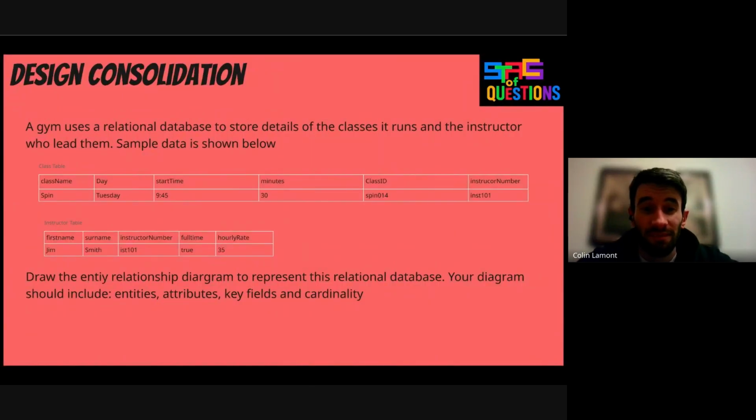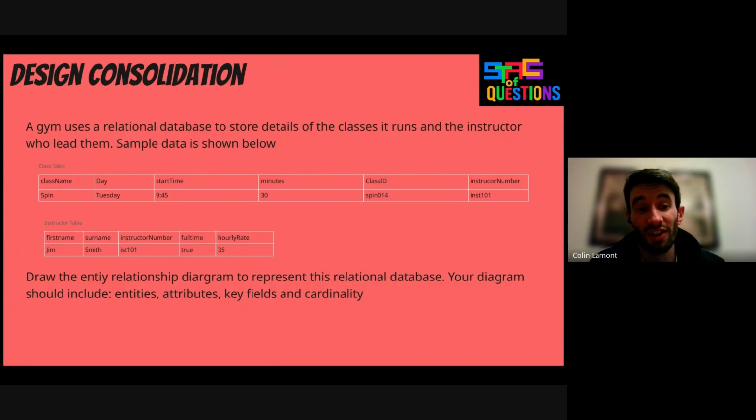So I had databases. Here we go. My scenario was a gym uses a relational database to store details of classes it runs and the instructors who lead them. Sample data is shown below, and so there's a class table with a class name, a day, a start time, the number of minutes, the class ID, and the instructor number. And then there's a second instructor table with a first name, surname, instructor number, full time, and hourly rate.